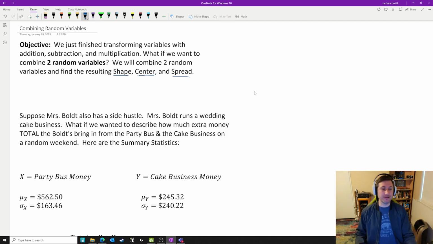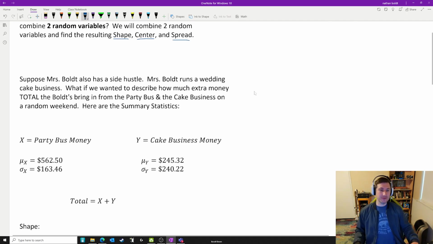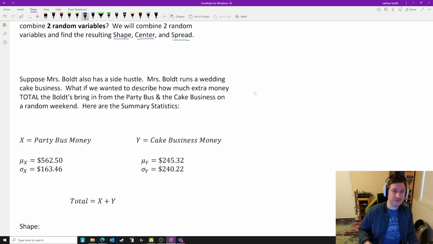All right, so the first one here. Suppose Mrs. Bolt also has a side hustle. Mrs. Bolt runs a wedding cake business. What if she wanted to describe how much extra money total the Bolts bring in from not only the party bus side business, but also the cake business? We're going to add those two random variables because they each make a different amount of money every week and they're completely unrelated to each other. How much total if we add those?